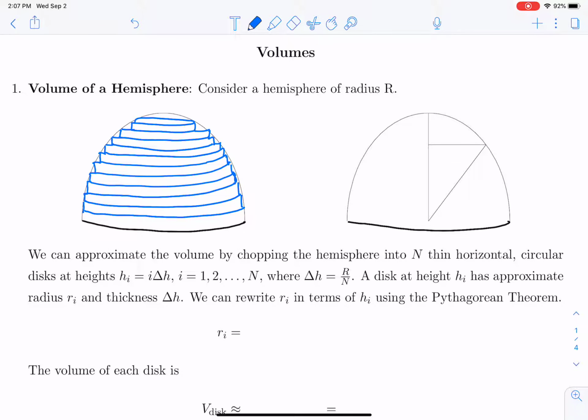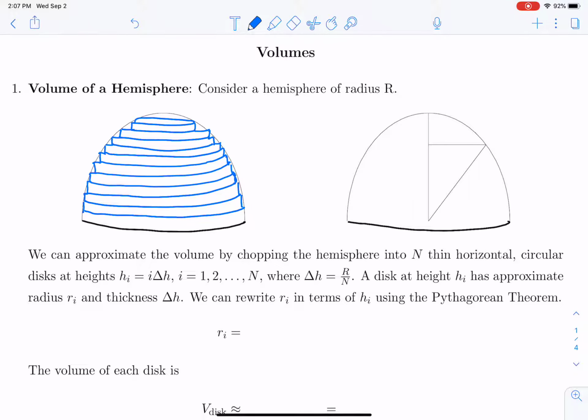Okay, so what we're going to do is approximate the volume by chopping the hemisphere into n thin horizontal circular discs at heights h sub i equal to i delta h, and i equals 1, 2, all the way through n. And delta h is the total radius divided by n.